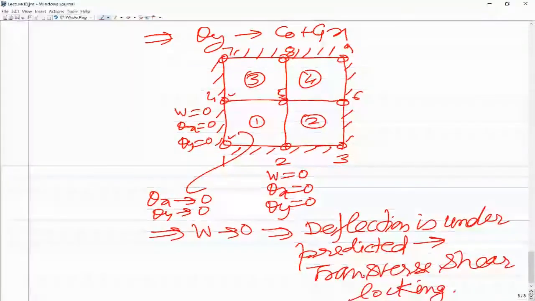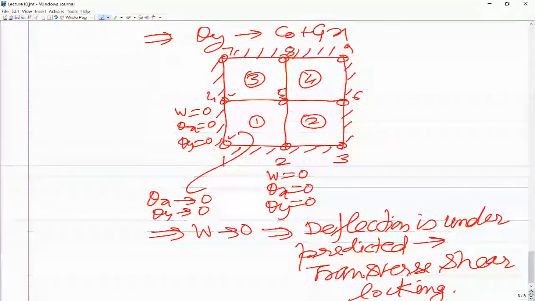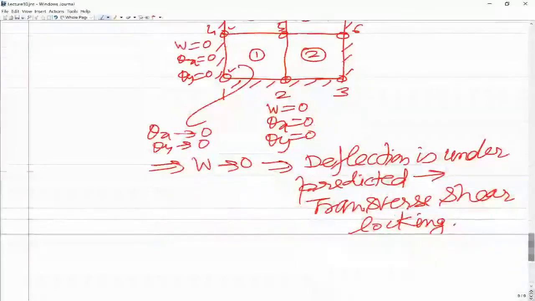This is the reason why the transverse shear locking happens when the shear deformable plate element is used for solving thin plate problems. So if the boundary is stiff, the locking would be more. That means the deflection would be under predicted more. And if some edges are free or simply supported, then the locking would be less, and the locking would be more if the plate is thinner and thinner. So the locking severity is going to be more. So now you have to take care of this phenomenon in locking problems.